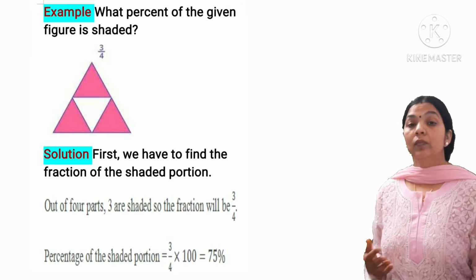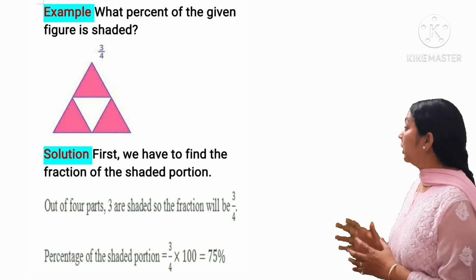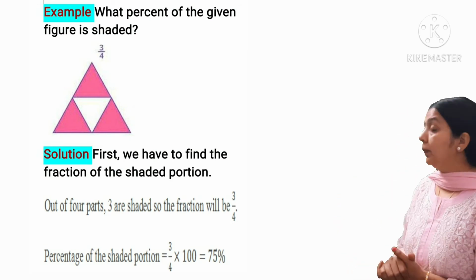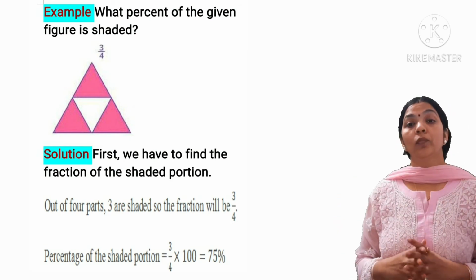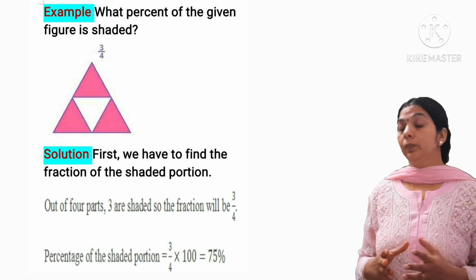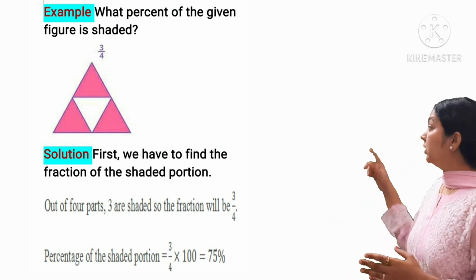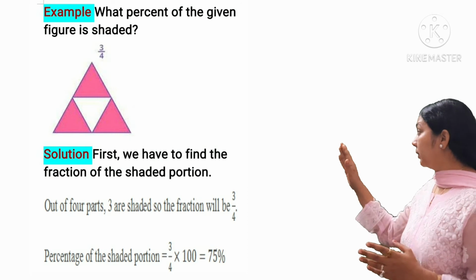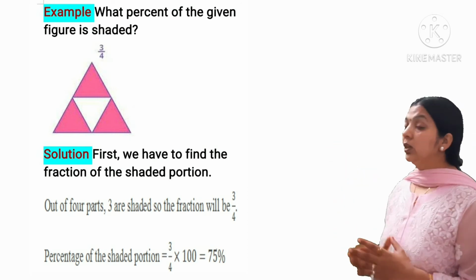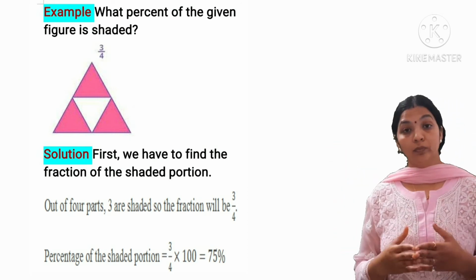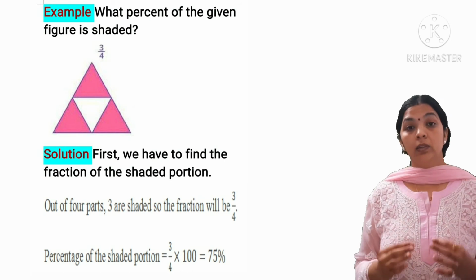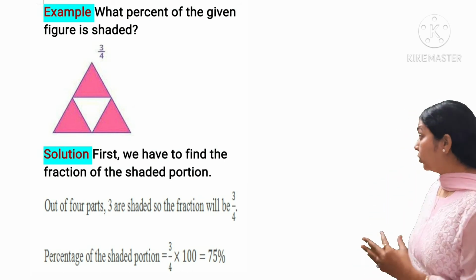What we can do? We can estimate the part of area. Okay, here is this example. What percentage of the given figure is shaded? Here in this triangle, 3 corners are shaded and the mid part remains empty. Now what do we have to do? We have to find the percentage of the shaded portion.